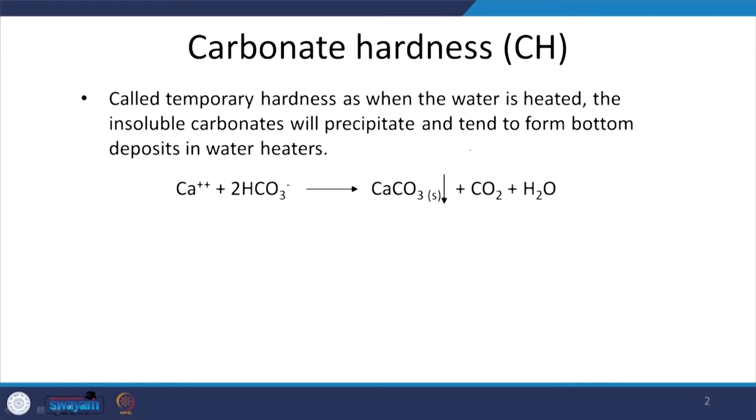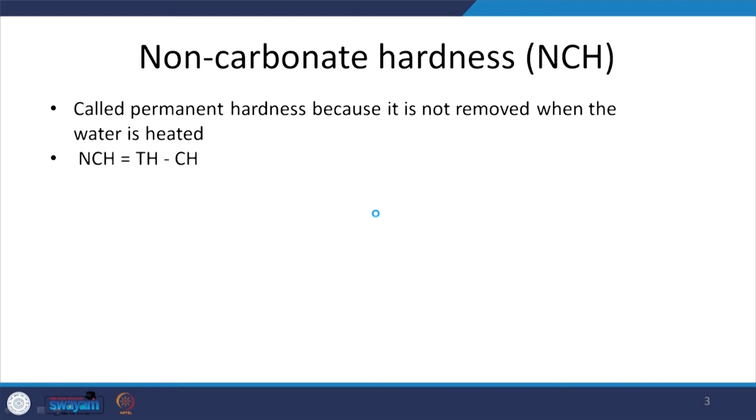After discussing these aspects, we started discussing carbonate hardness. This is referred to as temporary hardness; when heated, it tends to form deposits and such. Those associated with carbonates, that's something we discussed. Non-carbonate, obviously, we call permanent hardness. Again, this is a working understanding. It's not removed when the water is heated. So non-carbonate hardness is total hardness minus the carbonate hardness.